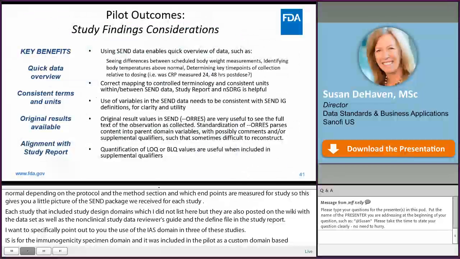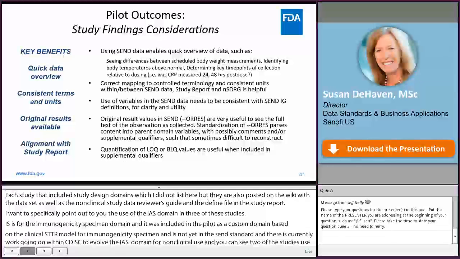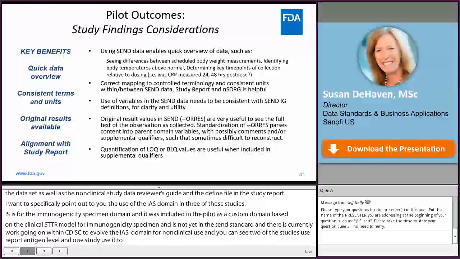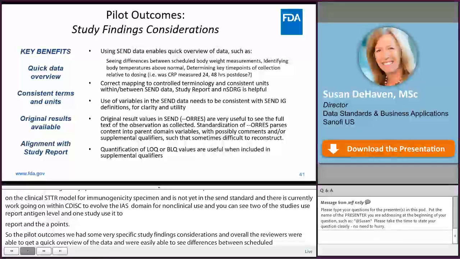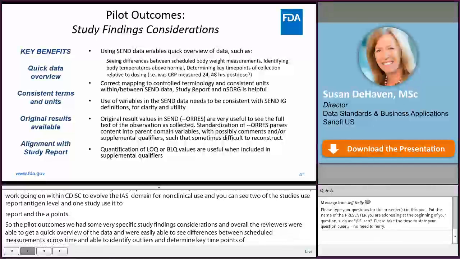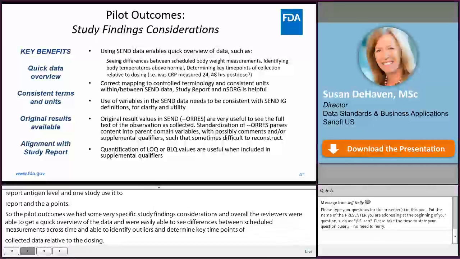So the pilot outcomes, we had some very specific study findings considerations. Overall, the reviewers were able to get a quick overview of the data and were easily able to see differences between scheduled measurements across time, able to identify outliers and determine key time points of collected data relative to the dosing. They did mention that correct mapping to controlled terminology and consistent units within the SEND dataset, as well as between the SEND dataset, the study report, and the NSDRG is very helpful.